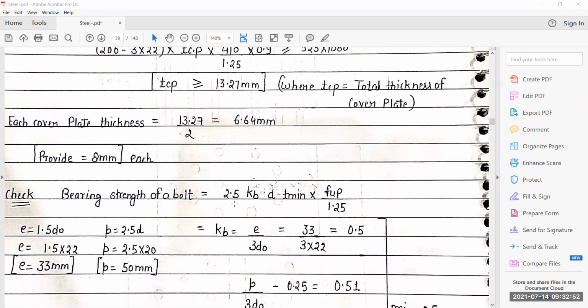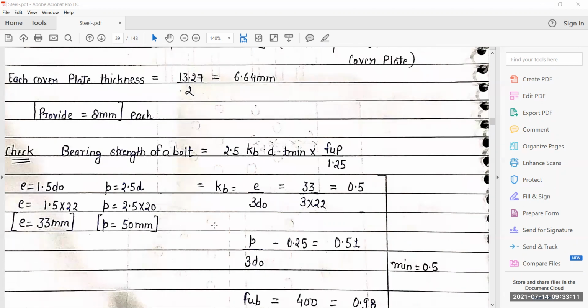The bearing strength of the bolt is 2.5 kb d t into fup upon 1.25, equal to 15, d naught equal to 22. Okay, so p equal to 2.5 d, p equal to 2.5 into 20, equal to 50. Then you get kb equal to e upon 3 d naught, equal to 33 upon 3 into 22. Okay, 0.5.